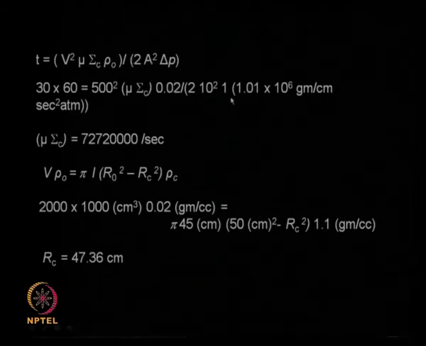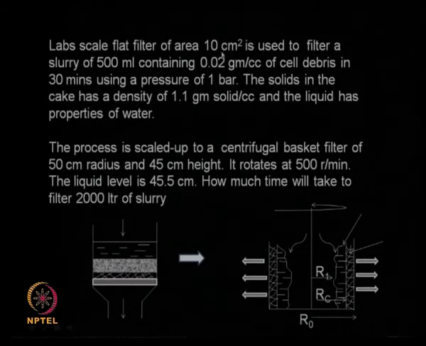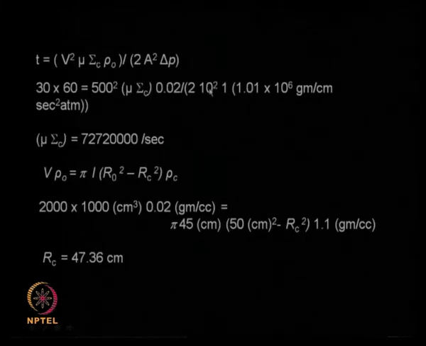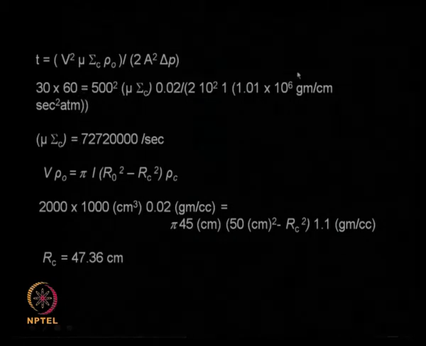Now area is given, as if you recall properly, it is a 10 centimeter square flat filter area, so you put in 10 centimeter square, and then the delta P is 1 atmosphere, so you are converting that properly here. So you have the left hand side, you have the right hand side, the only unknown is mu sigma c. This determines the properties of the solid and the liquid, so we can calculate this whole thing from this equation.